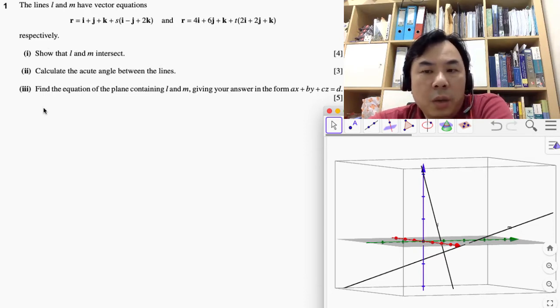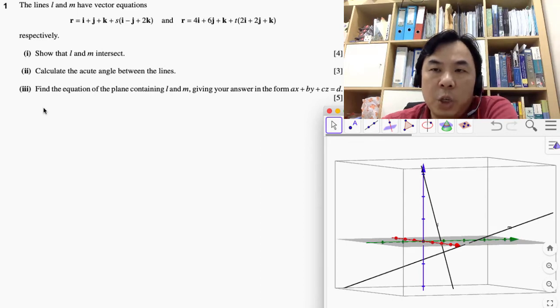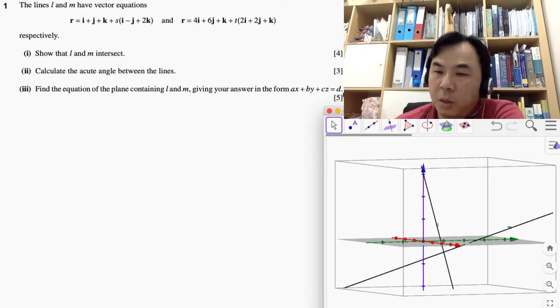The first one, we need to show whether both of the lines L and M are intersecting each other. Secondly, we are going to investigate the acute angle produced between the two lines. And then finally, we're going to find the equation of the plane containing both the lines L and M. We have to leave the final answer in the Cartesian form, ax plus by plus cz equal to d here. Now let's get going with this.